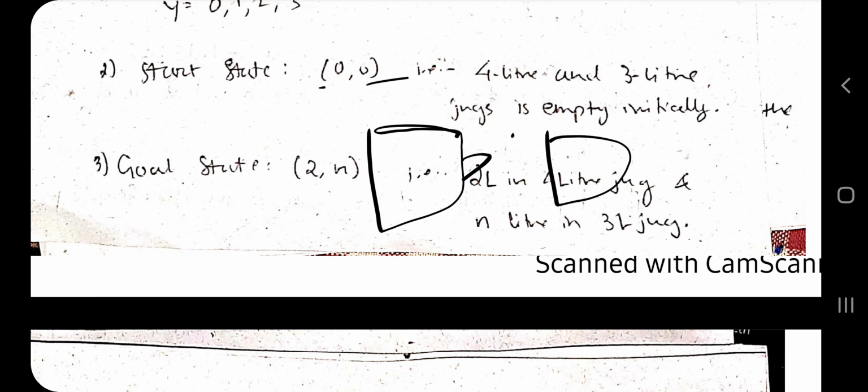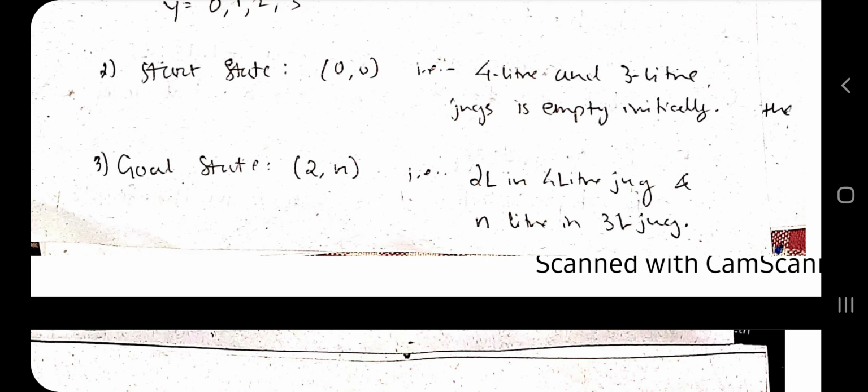Fine. So the start state will be 0 0, means initially it will be empty, right? You will just be given the jug, there will be no water in it. Fine, it will be empty, so the start state will be what? 0 0. What is your end state?